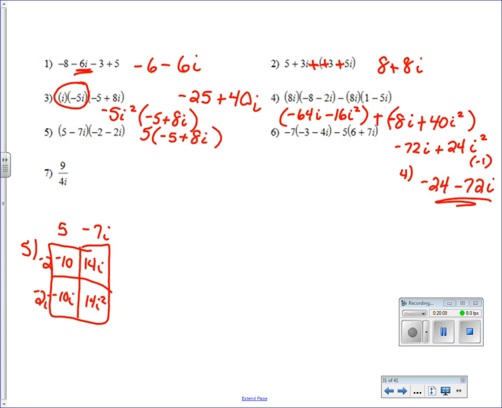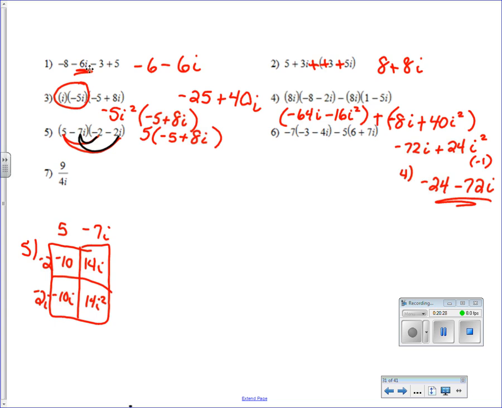Or you can multiply it out if you remember in the past how you just multiply it through. I just call it double distributive. I first take 5 times the negative 2, then I do 5 times the negative 2i. And then I do negative 7i times negative 2, and then negative 7i times negative 2i. You still get this. So now I'm going to clean that up.